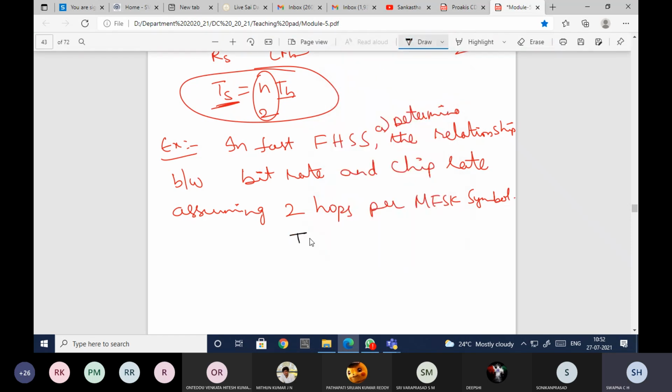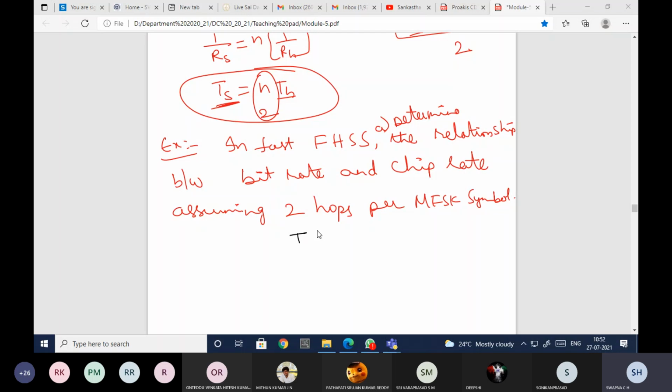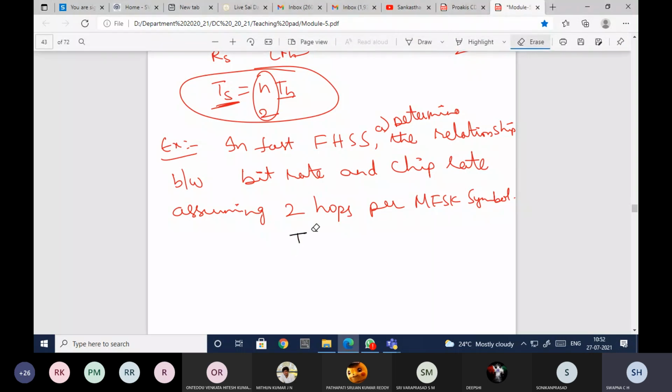Okay, so from this I will just write what he has given here. So he is saying 2 hops. Oh, you have got other class also, no? Let me just write the question first. Okay, so simple, you people can copy down the question.